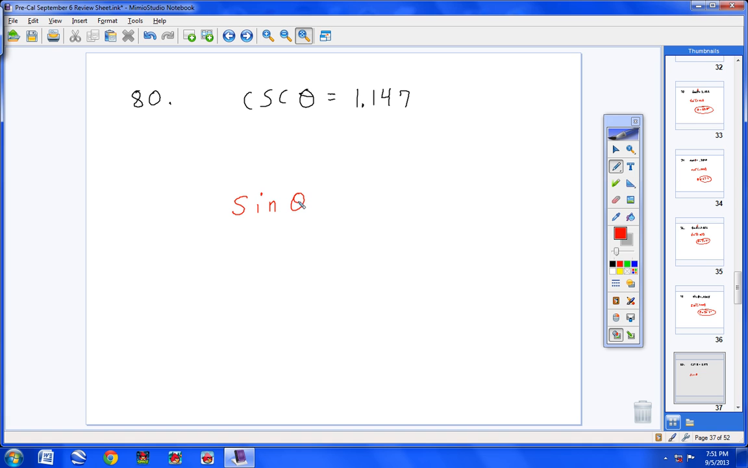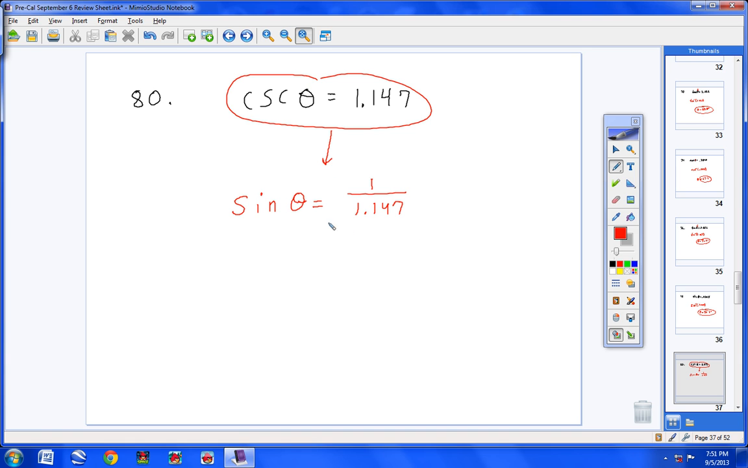Got it? Now you're like, Mr. Earhart, you can't just write the inverse of one side without doing it to the other side. And I say you're right. So let's write the inverse of this side. The inverse of cosecant is sine. The inverse of this side, remember, even though you can't see it, you can put any number over 1. So if we flip this and get the inverse, we have 1 over 1.147. So we rewrote the problem from here to here.